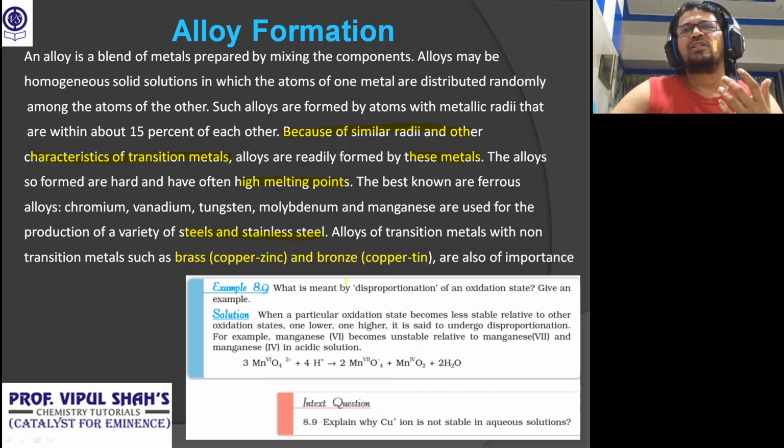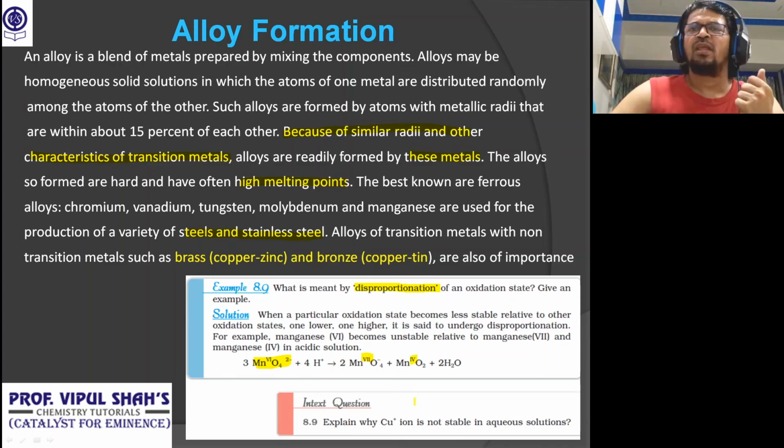Now look at that. What is meant by disproportionation? We know this, people. Simultaneous oxidation and reduction of the same species. So look at that. Here it is Mn. Mn is in the +6 state, so it's MnO4 2-. So the +6 will increase to +7, as well as it will decrease to +4. So that's what we have as disproportionation.